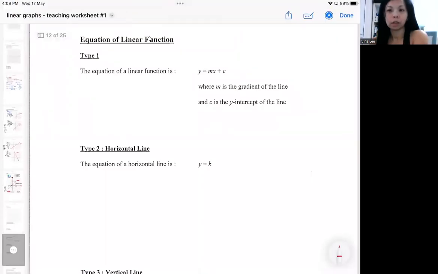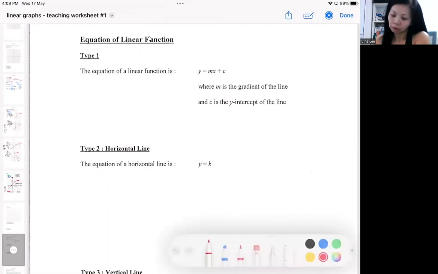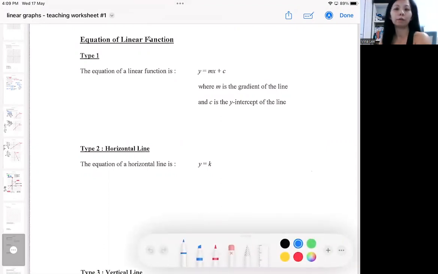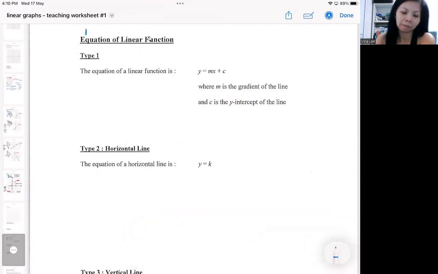Okay, so in this section for the linear function, I'm going to introduce you to something called the equation. This one may sound confusing to some of you, but I'm just going to tell you that the equation of a linear function is like the name. It is like the name of a line. Okay, so it's just like a person.